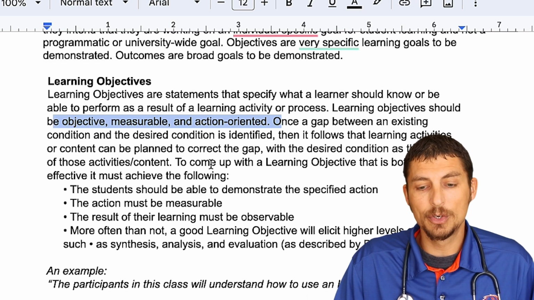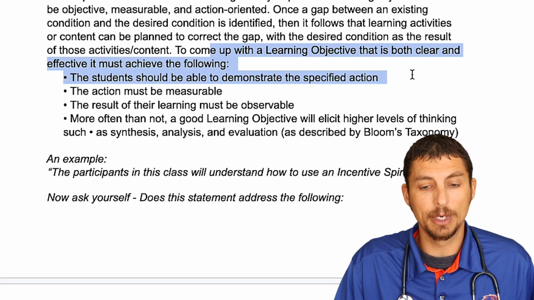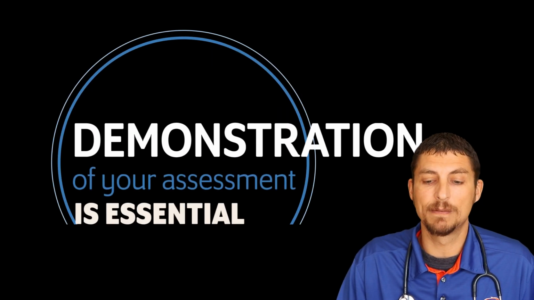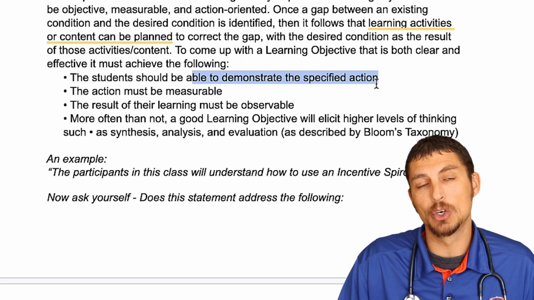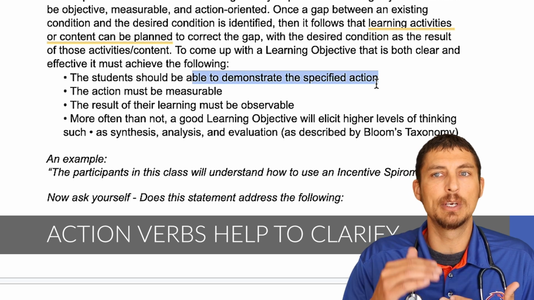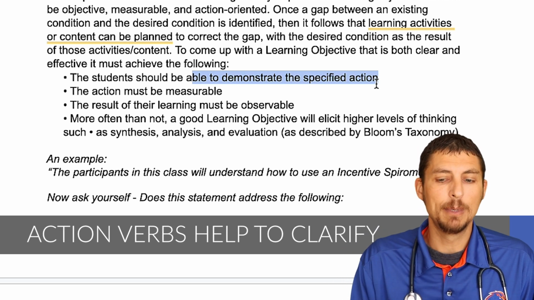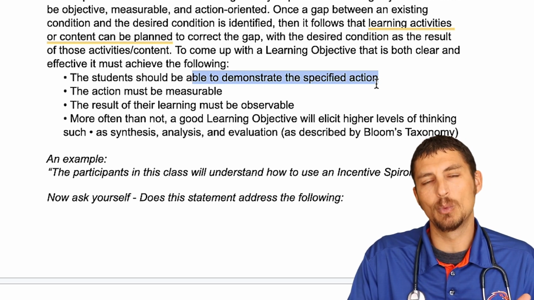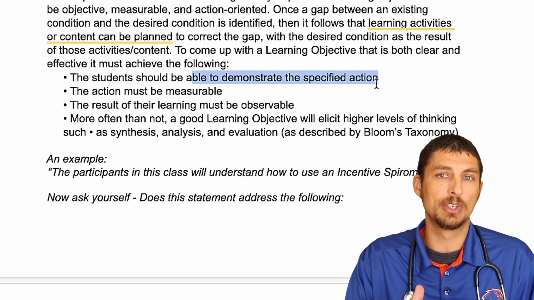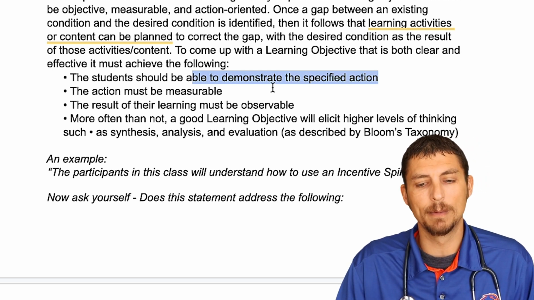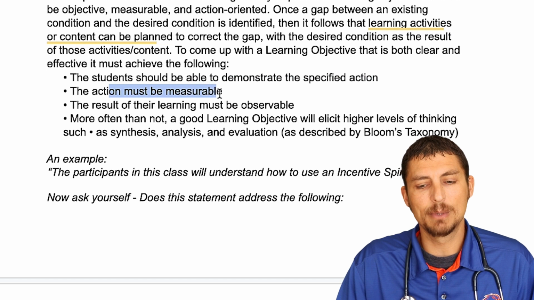All right, so in order to come up with a learning objective that's both clear and effective, the student must be able to demonstrate the specific action that you're asking them to do. And this is why those action verbs are so important in this week's assignment. I'm going to pay special attention to the action verb that you're using because it needs to be demonstratable. And we'll discuss the difference between what's a demonstratable action verb versus what is less demonstratable or not demonstratable in just a moment. Also, that action must be measurable.